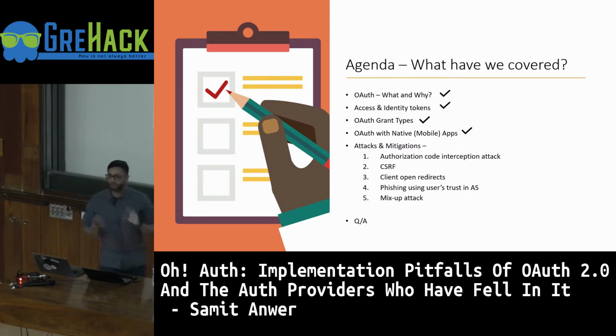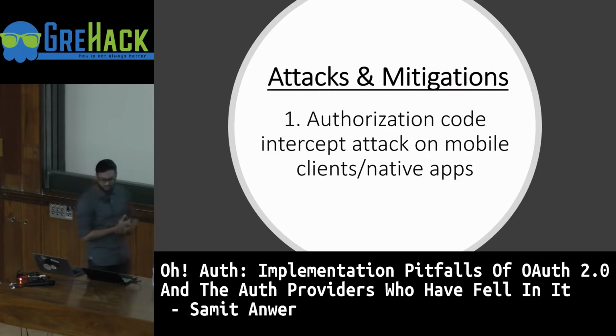So we've talked a lot of theoretical stuff already, and it's time for some action. So we'll talk about some attacks and how they can be mitigated. We'll start with the authorization code intercept attack, and this specific attack is on mobile applications.